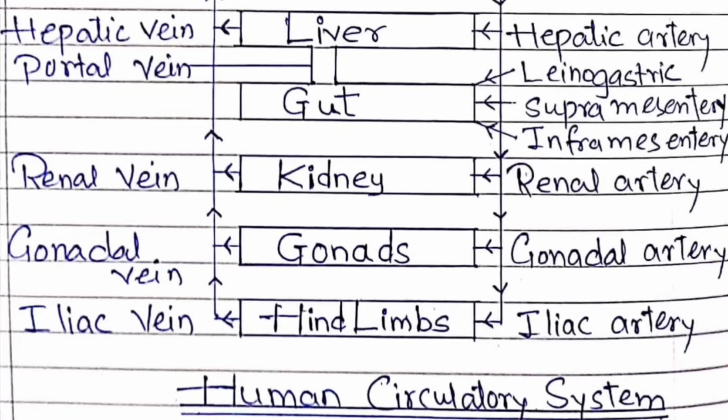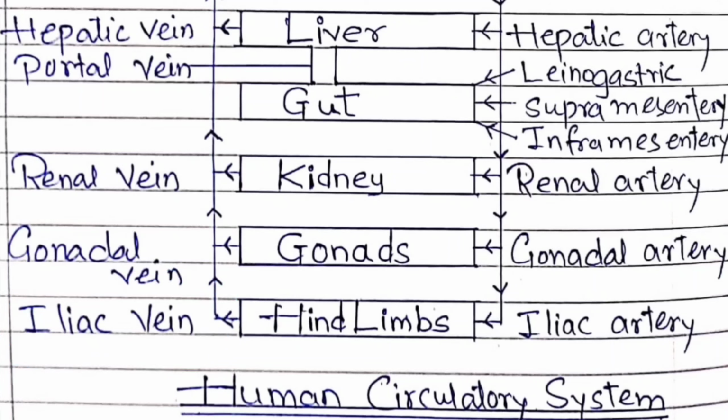Now, going for the veins, the counterparts of the arteries. The arteries are the blood vessels which carry blood from the heart towards the body organs, correct? Whereas the veins collect the blood from the body organs and give the blood to the heart. The name of the vein which is collecting the blood from the hind limbs is the iliac vein.